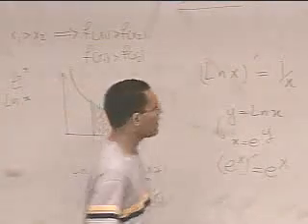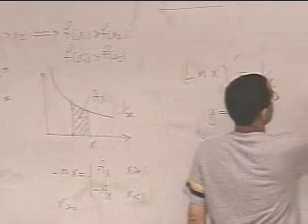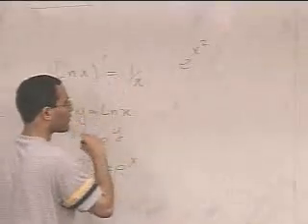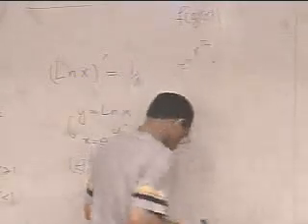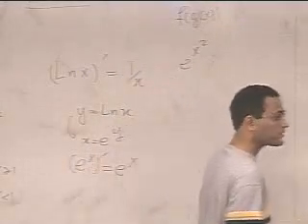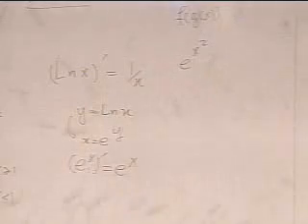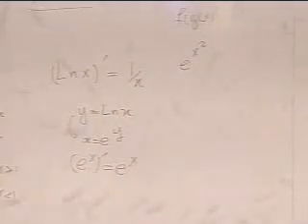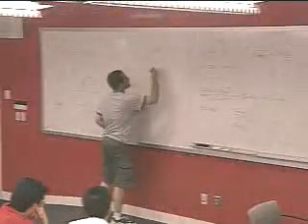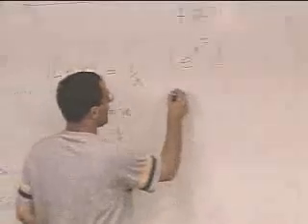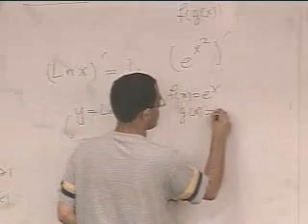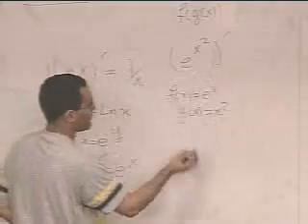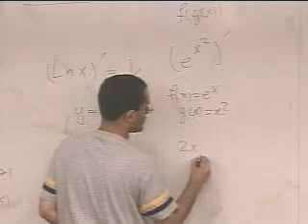Okay? Now, assume that we want to take the derivative of this guy, e to the power of x squared. So we use what we call the chain rule. We want to find the derivative of this guy. So f of x in this case is e to the power of x, g of x is equal to x squared. So this is f of g of x. So it's g prime of x, 2x.